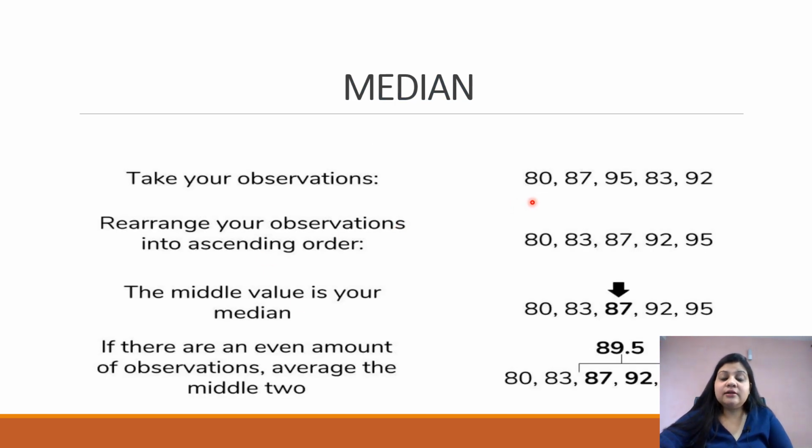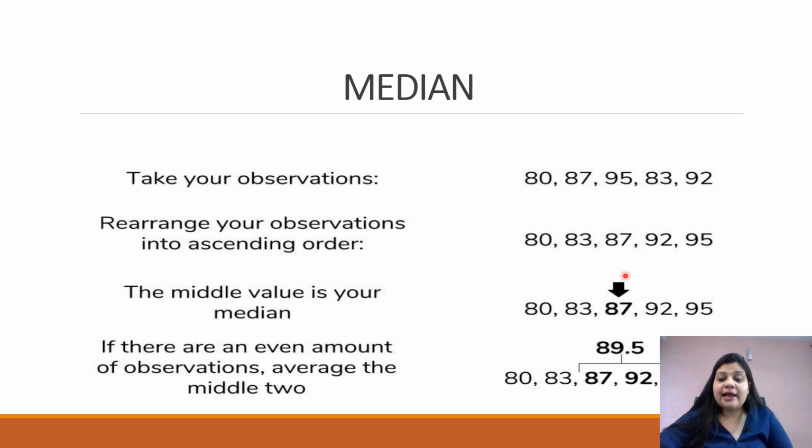Let's say I have data with 5 elements: 80, 85, 95, 83 and 92. Now this data is unorganized. I have to reorganize it in order to find the median. So I will sort them in ascending order. This is my ascending order: 80, 83, 87, 92 and 95. Now in this there are 5 elements, so the middle value is represented by 87. So in this case 87 is my median.